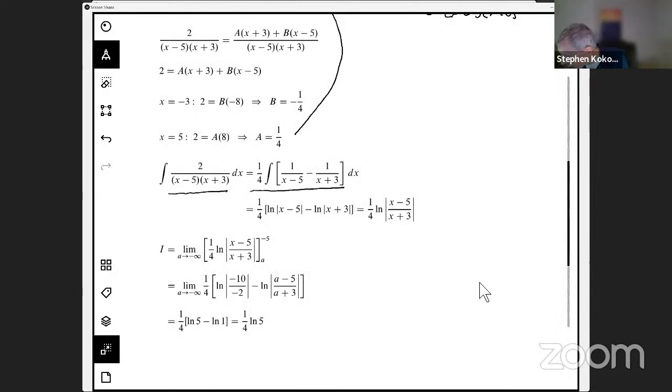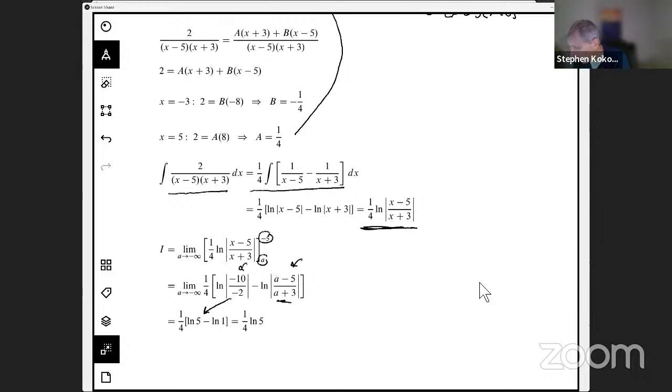So here's the expression, here's the antiderivative for that indefinite integral, and now I'll go back to my original integral I. This is going to be the limit as a goes to minus infinity of this expression evaluated at a and -5. I'm going to plug in the -5, I'm going to plug in the a. This simplifies to the log of 5.